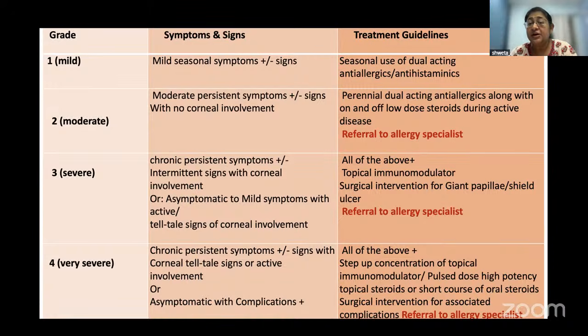Once it becomes severe, in addition to whatever we were using, here is where the topical immunomodulators, that is your topical tacrolimus or cyclosporin, come into the picture. In addition, manage surgically whatever requires an intervention, like cryotherapy or excision, mucous membrane graft for giant papillae, or an AMT for your shield ulcer. For the very severe ones, all of the above, along with some pulse dose of high-frequency steroids or a short course of oral steroids. In addition, as I said, from the time it becomes moderate, referral to the allergy specialist is recommended.